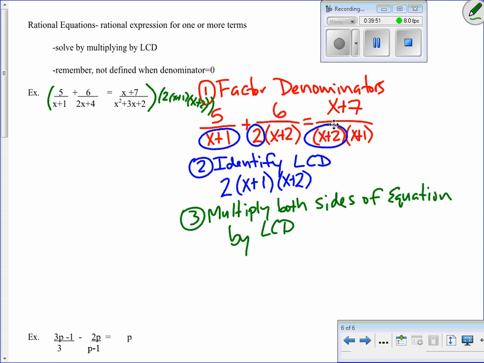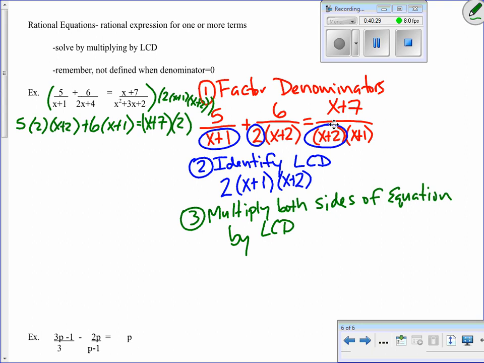Sorry, guys. 5 times 2 times x plus 2. And the idea is you want to cancel out the denominators of the original with what you're multiplying by. So the x plus 1s will cancel. We're going to keep it like that. Okay, so with the 6, the 2 and the x plus 2 will cancel out. So we're left with 6 times x plus 1. And on the right side, the x plus 2 and the x plus 1s will cancel, and we'll be left with x plus 7 times 2.